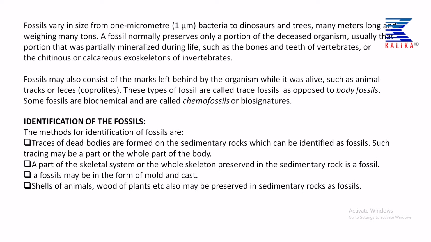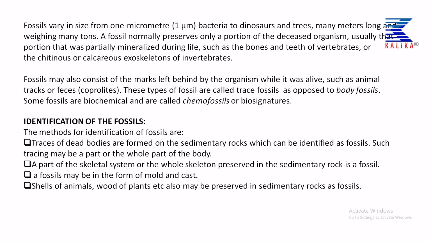These types of fossils are called trace fossils, as opposed to body fossils. Body fossils are formed by the decomposing of the body, and trace fossils are formed by the traces or marks left by the organisms. Some fossils are biochemical, and they are called chemofossils or biosignatures. These are the different types of fossils.